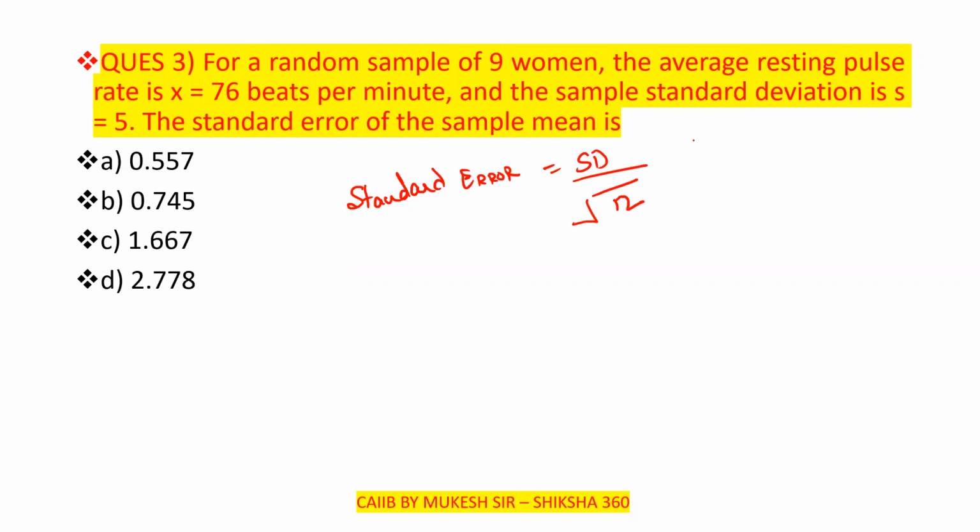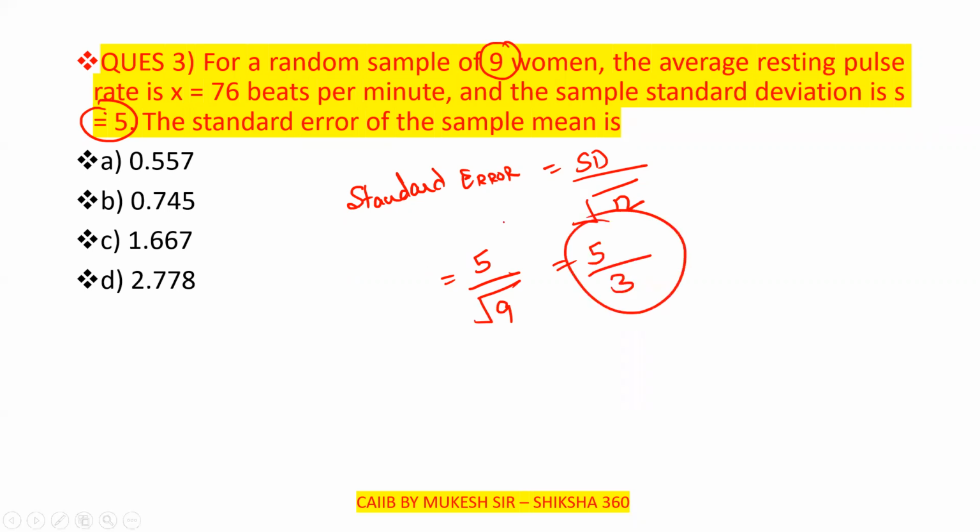So what is the standard deviation here? It is 5. And n is 9. So it comes out to 5 upon 3. As it is 5 upon 3, it is more than 1. So this is not our answer.